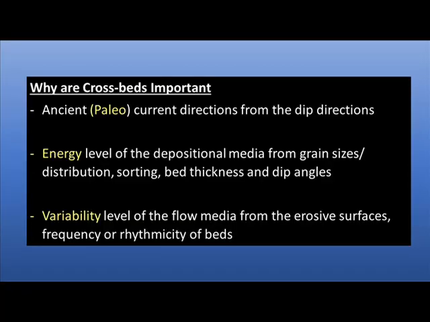So crossbeds can tell us about the paleocurrent directions, the energy level of the depositional media, and even the variability of the flow. So we can get all this information from the dip directions, the sorting or the thickness of the beds, and even the repeatedness of the beds. I have a simple model that demonstrates this.